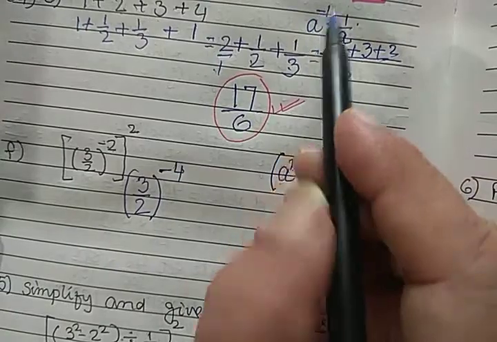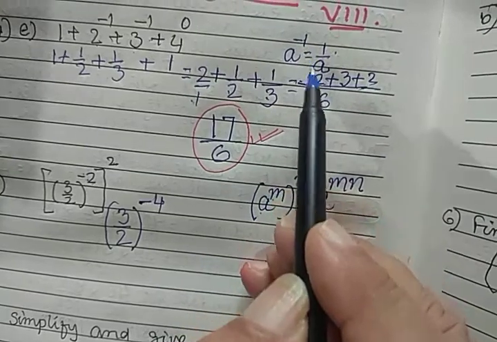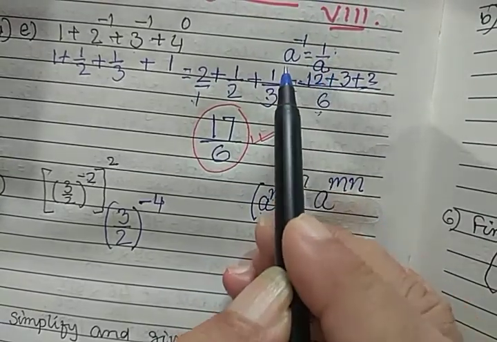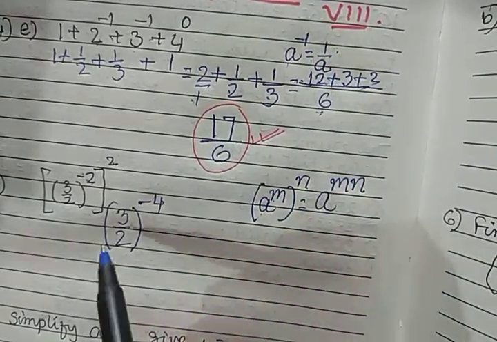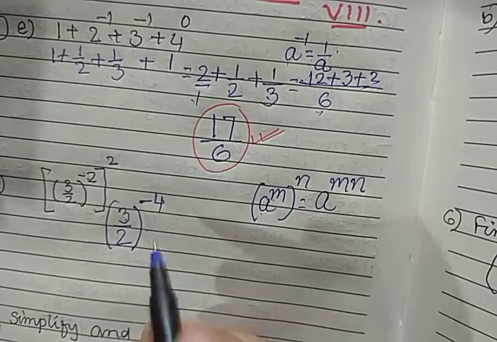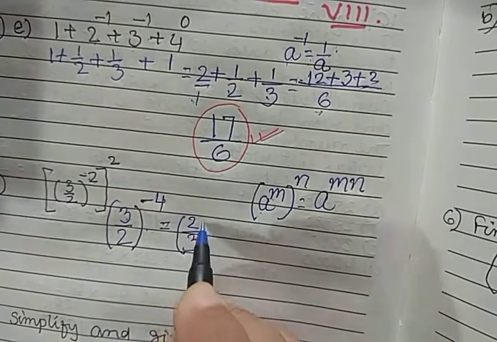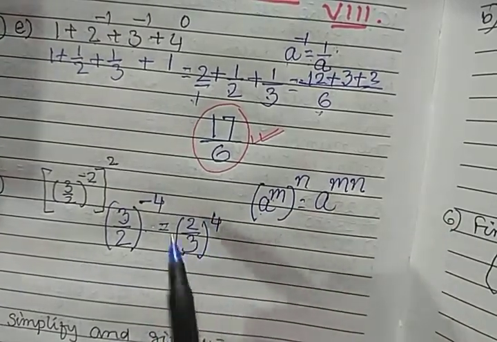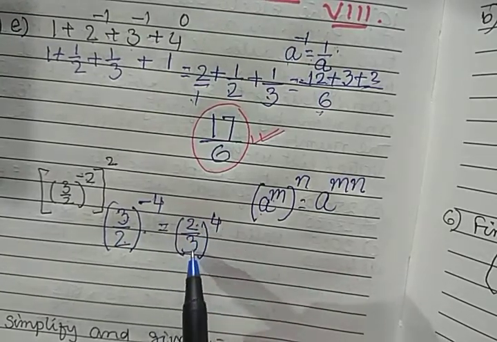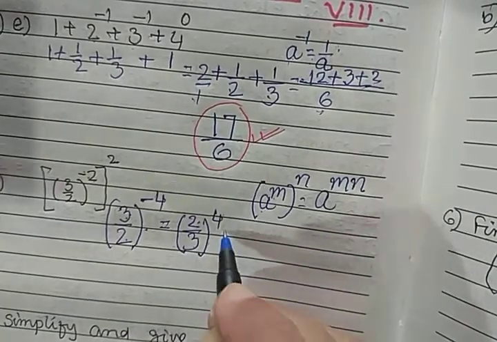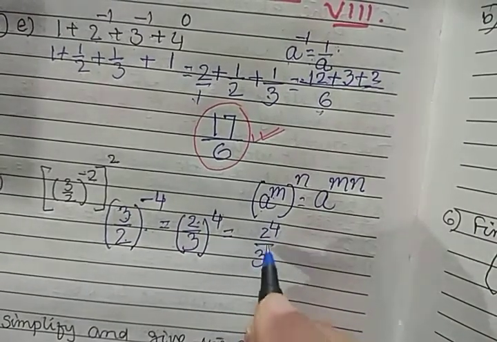So you just now did one sum. What is that? a to the power of minus 1 is equal to 1 by a. In the same way, 3 by 2 whole to the power of minus 4 is equal to 2 by 3 whole to the power of 4. That means 2 to the power of 4 by 3 to the power of 4.